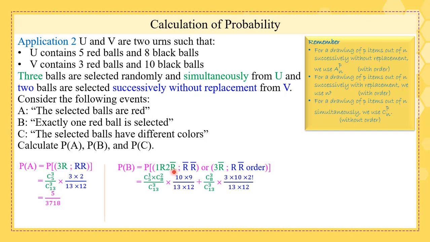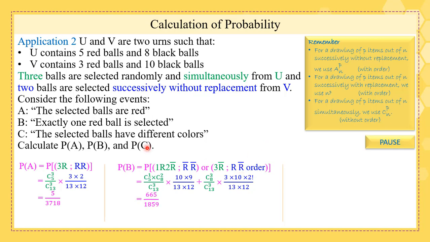Now for the calculation, in the first case we have 1 red, 2 non-red simultaneously, so it will be a combination 1 out of 5 from U and 2 out of 8 over 3 out of 13. And then for the second case, which is a successive without replacement case, we're going to have 10 times 9, 10 non-red, 9 non-red over 13, 12, plus, again, 3 simultaneously from U, and here we have the order because we have different letters.